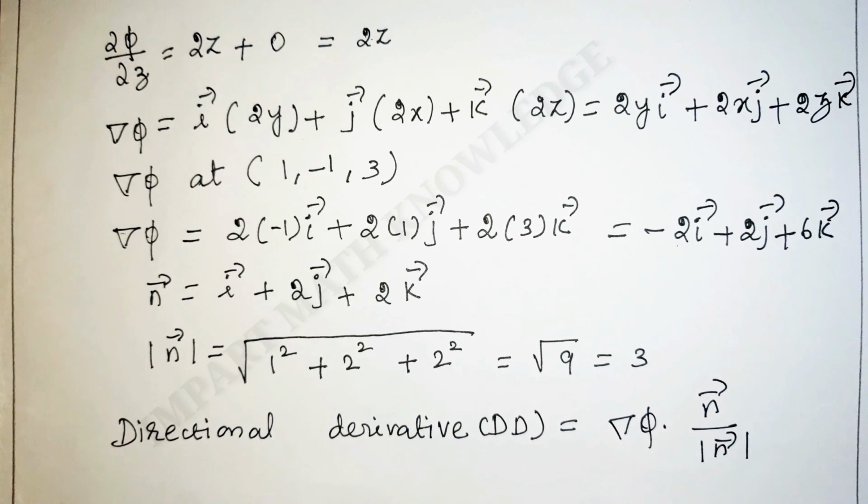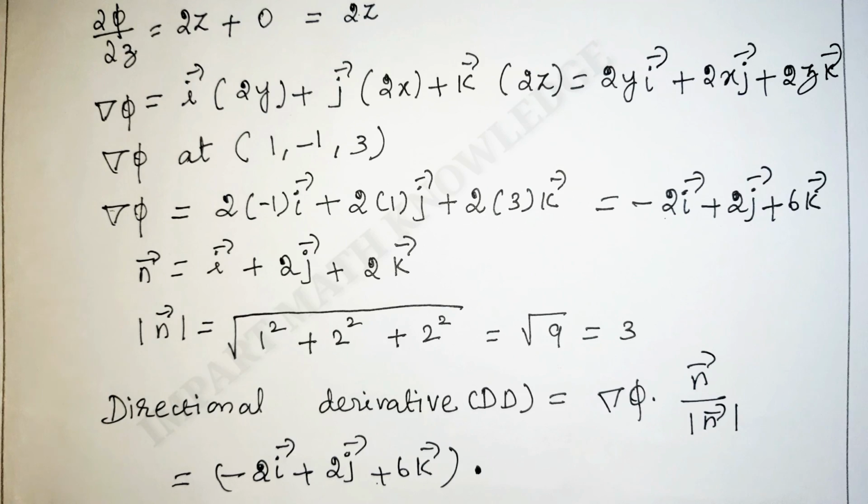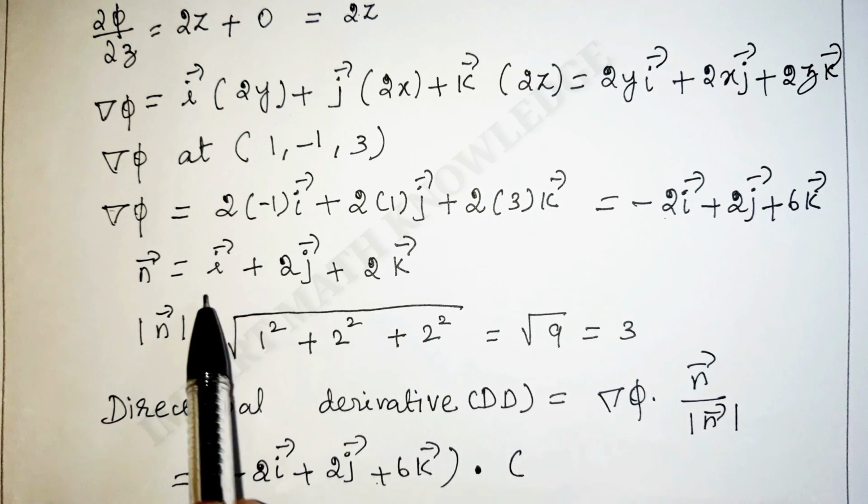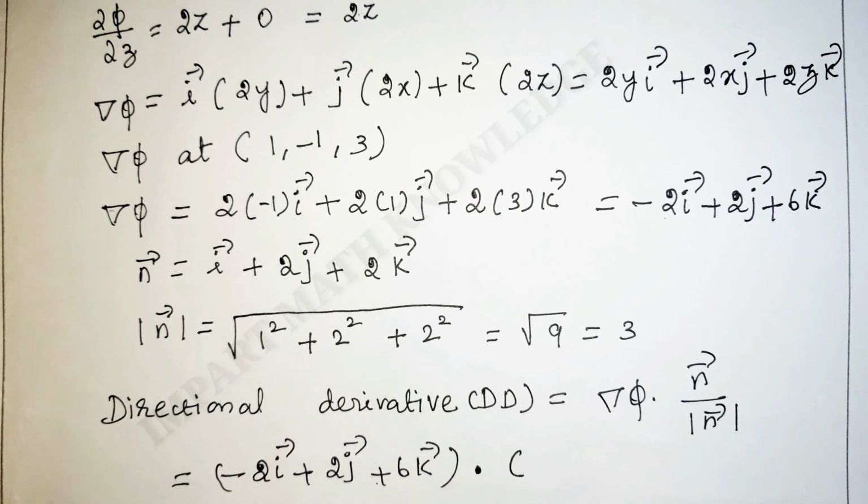Now substitute everything in the formula. Del phi is minus 2i vector plus 2j vector plus 6k vector. N vector is nothing but i vector plus 2j vector plus 2k vector.